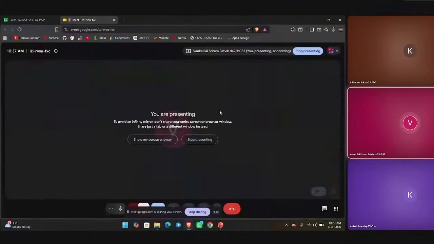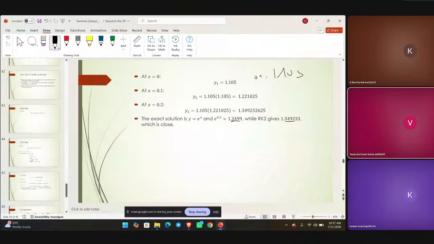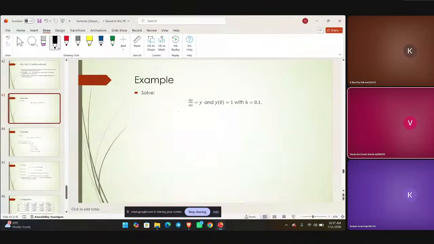Yeah, let's go to the example of RK4 method. So again we are taking the same example: dy by dx is equal to y and y of 0 is equal to 1 with h is equal to 0.1. So the idea behind RK4 method is we evaluate 4 slopes, right? The first slope we evaluate at the starting point itself. So K1 is equal to the slope at the starting point, which is (0, 1), and the slope is y itself. So it's 1.